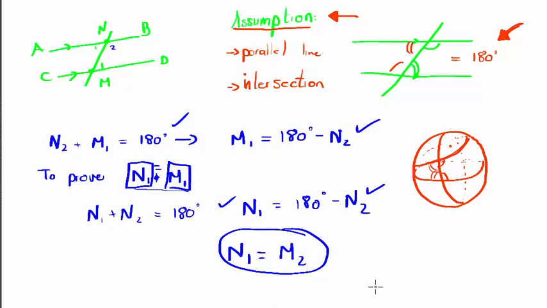Yeah, but if you've got N2 on both sides, does that mean that N1 is equal to 90 degrees? Where do you have N2 on both sides? You don't have N2 on both sides. The M1 equals 180 minus N2 and the N1 equals 180 minus N2. Yeah, but they're not one equation. Oh, okay. They're two different equations.